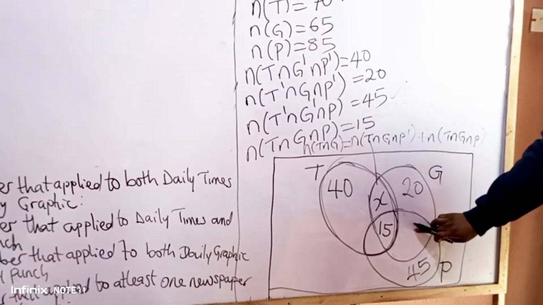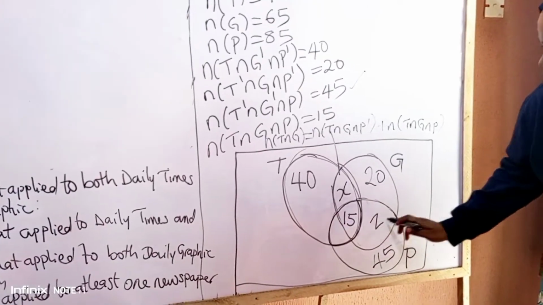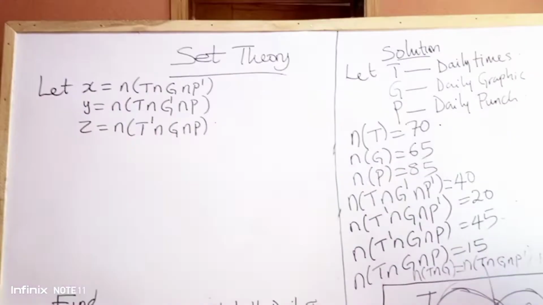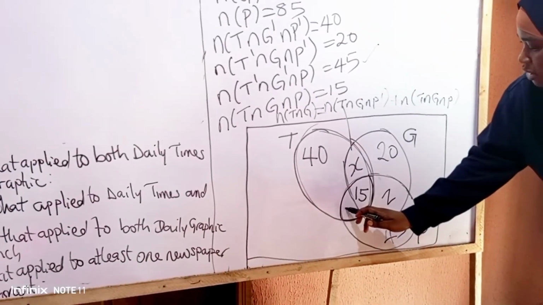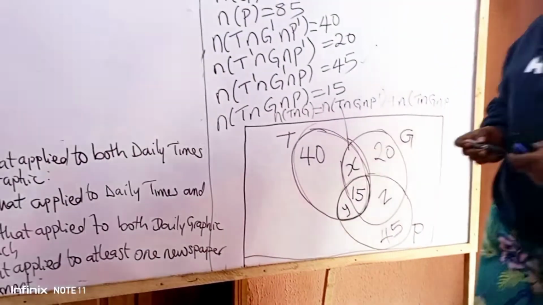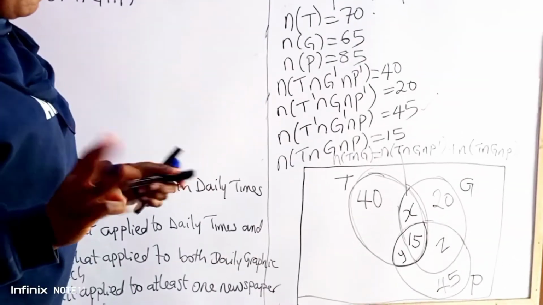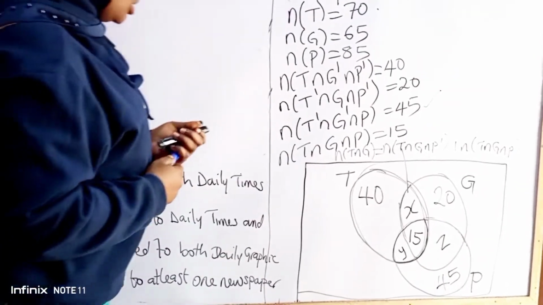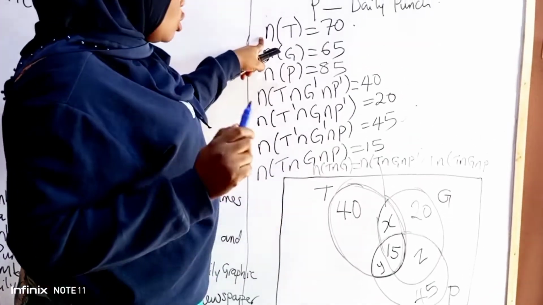Anytime I see daily graphics and punch only, I'm going to write Z there. And anytime I see daily times and punch only, I'm going to write Y there. Now, you can see that I have 3 unknowns there. Now, I will go back to daily times, cardinality of daily times, which is equal to 70.